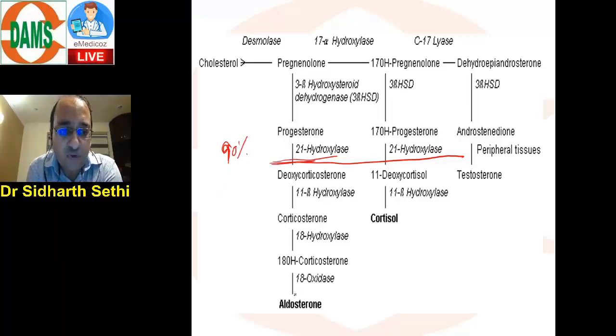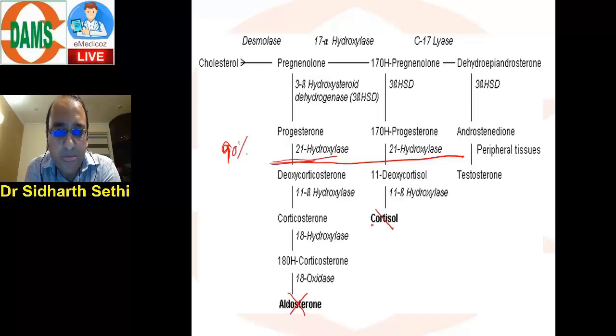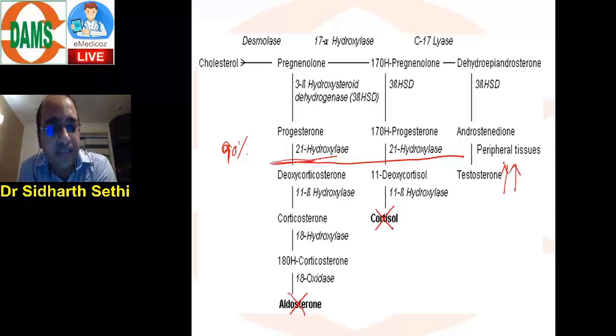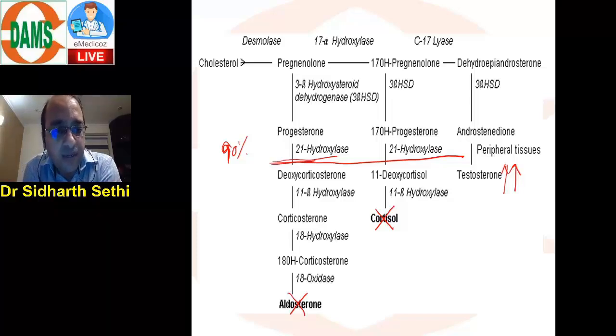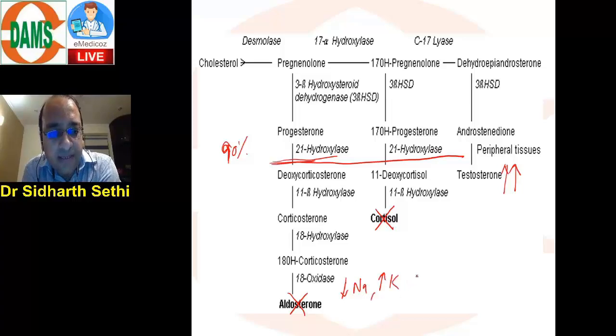So as you can see here, aldosterone is not formed, cortisol is not formed, and there is excess of testosterone. So if aldosterone is not formed, what will happen? Sodium will be less, potassium will be high, and this child will be in shock. Addison's crisis, which is also called an acute adrenal insufficiency.